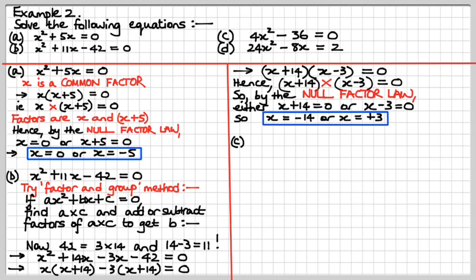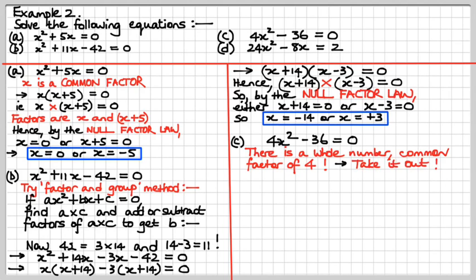Now, what about C for you and me? The first thing you should do is look for any common whole number factor, which we're doing right now because I can see it's a 4, can't you? It's 4 into there, x squared minus 9.